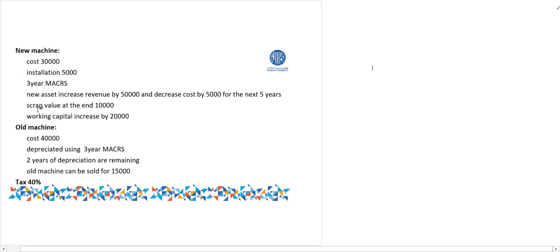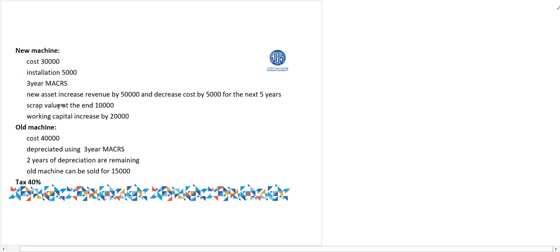Scrap value at the end for the new machine is 10,000. Working capital also increased by 20,000. Regarding the old machine, cost was 40,000 but depreciated using the 3 years MACRS class. In the previous example, they used the straight line method, but right now they use another method which is called the MACRS method. 2 years of depreciation are remaining. The old machine can be sold for how much? For 15,000. Tax rate is equal to 40%.